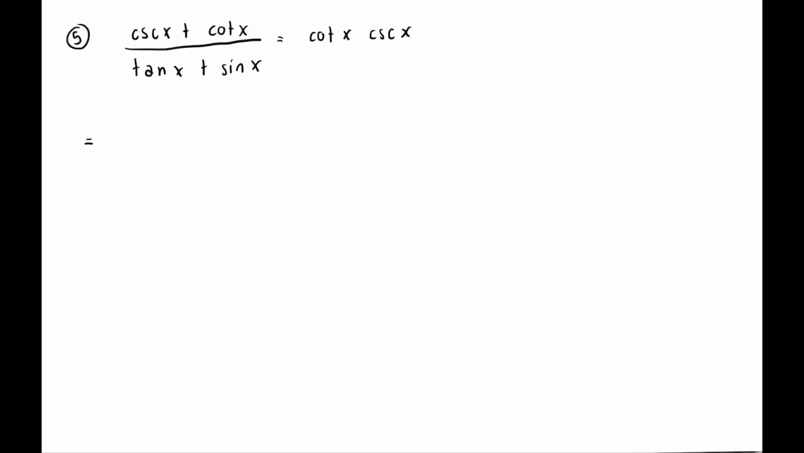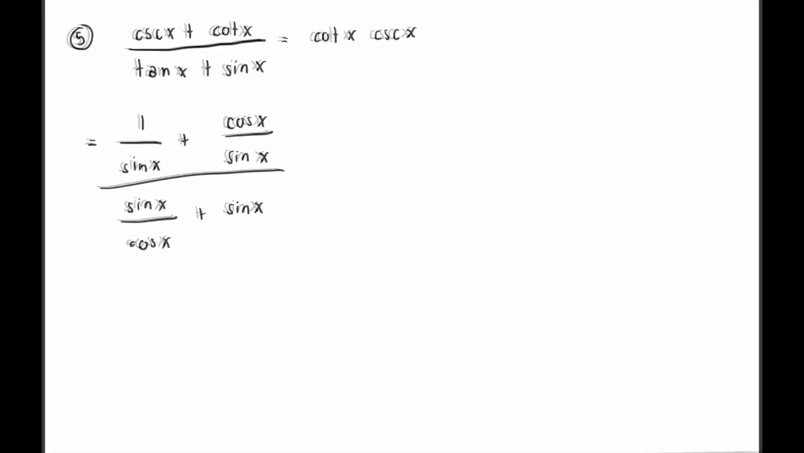In this equation, we need to prove that (cosecant x plus cotangent x) over (tan x plus sin x) is equal to cotangent x times cosecant x. First, we need to change cosecant x to 1 over sin x, cotangent x to cosine x over sin x, and tangent x to sin x over cosine x so that we can simplify the fraction easily.